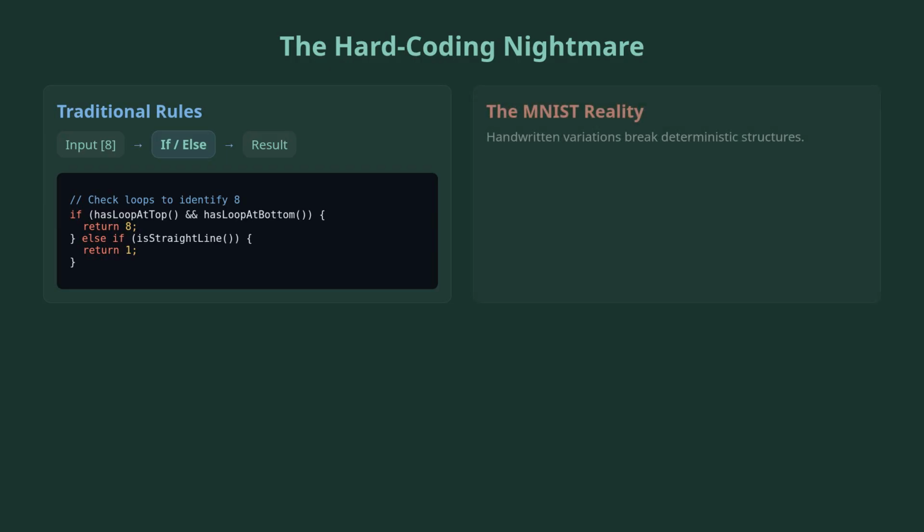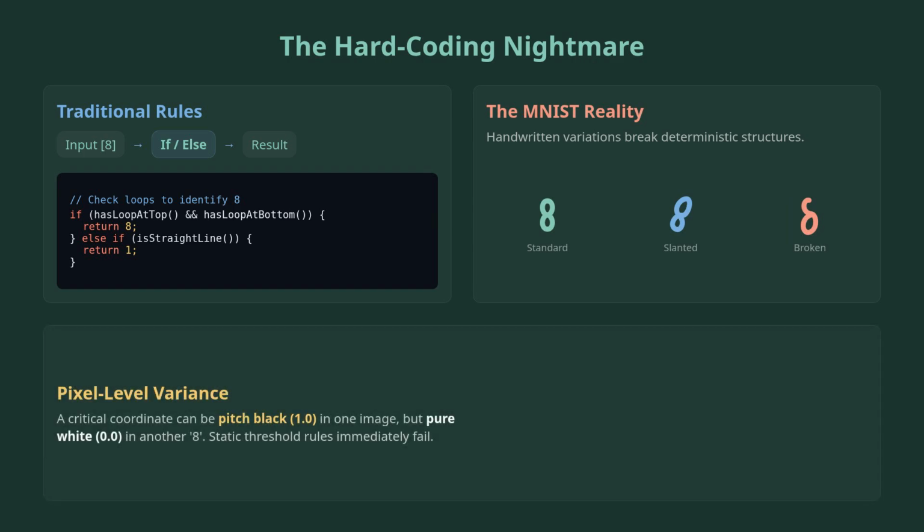But the moment you look at the MNIST database, a collection of 70,000 handwritten digits compiled by NIST in 1998, you realize every single person writes them differently. A pixel that is pitch black in one person's 3 is completely blank in another's. Hard-coding thousands of nested if-else statements to cover every edge case is not just difficult, it is mathematically impossible. We need a system that does not follow rigid instructions, but instead learns its own rules from raw data.